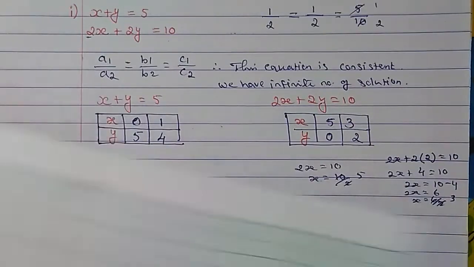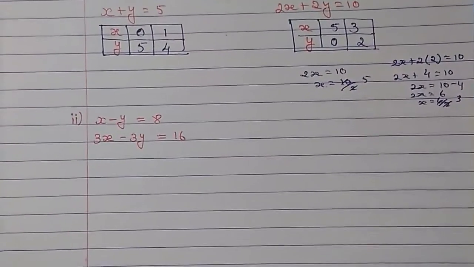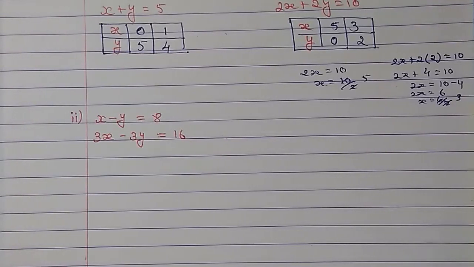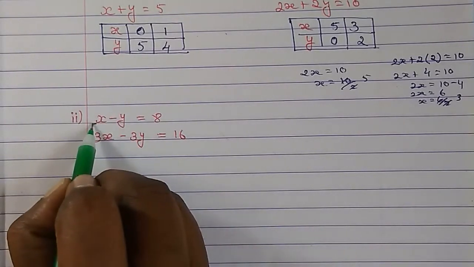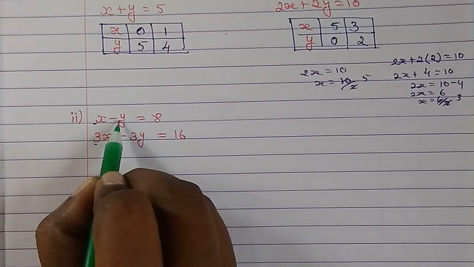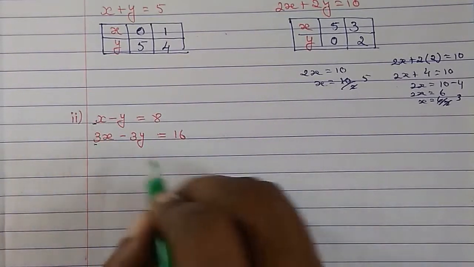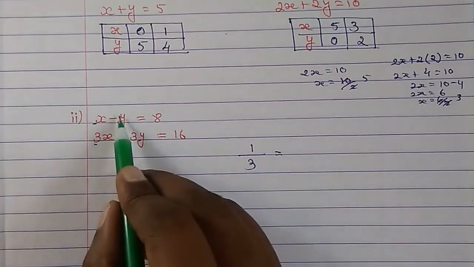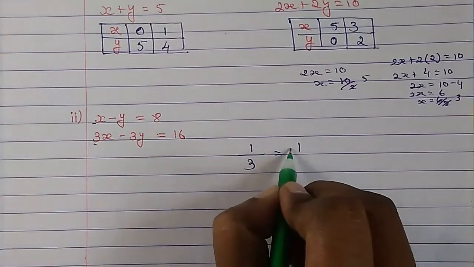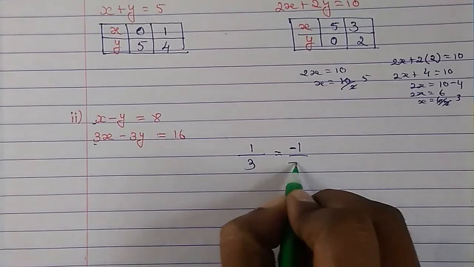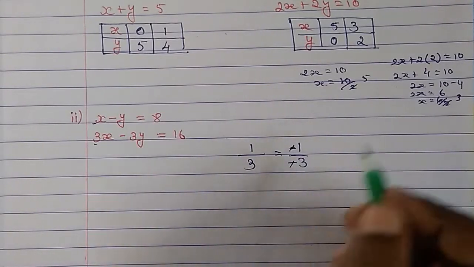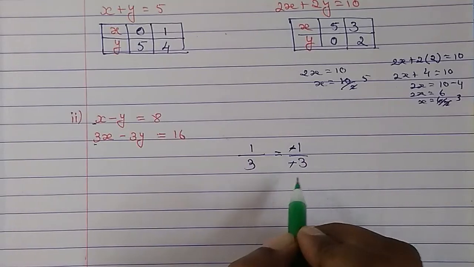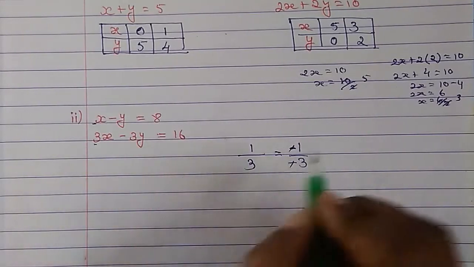So now let's do the second one the same way. Here also we have to find out whether it is consistent or inconsistent. So this will be our A1 and this will be our A2, here B1, B2. This is 1 we have, here it is 3. Then here 1 we have, but here minus 1, here minus 3. So minus minus gets cancelled. So we have 1 upon 3, here also 1 upon 3. So both are same. So now let's compare the third one.